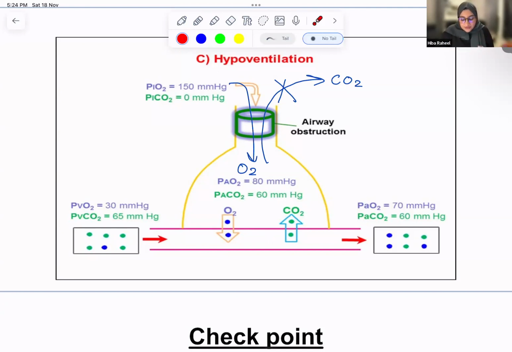As a result, what will happen? Carbon dioxide will remain inside and no gas exchange will occur at the level of the capillary. So as you can see, when the blood leaves the capillary, it's 60, it's still 60, right? So this is what happens in hypoventilation.